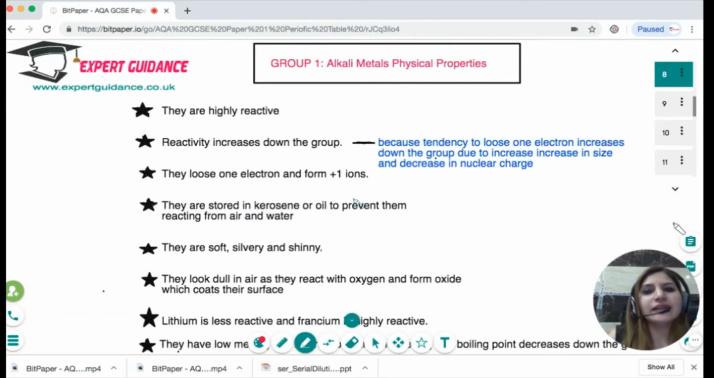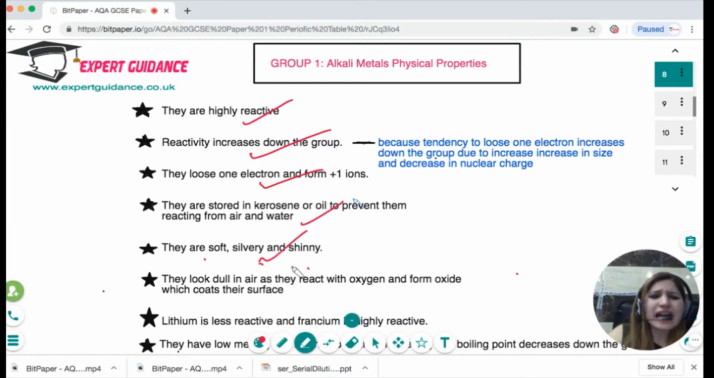Now let us look at the physical properties of group 1. They are highly reactive, and their reactivity increases down the group. Since they have one electron in their outermost shell, they lose one electron and form positive 1 ions. They are stored in kerosene and oil. Why? Because they are highly reactive. They can easily react with oxygen or moisture in the air and cause an explosive reaction. They are soft, silvery, and shiny.